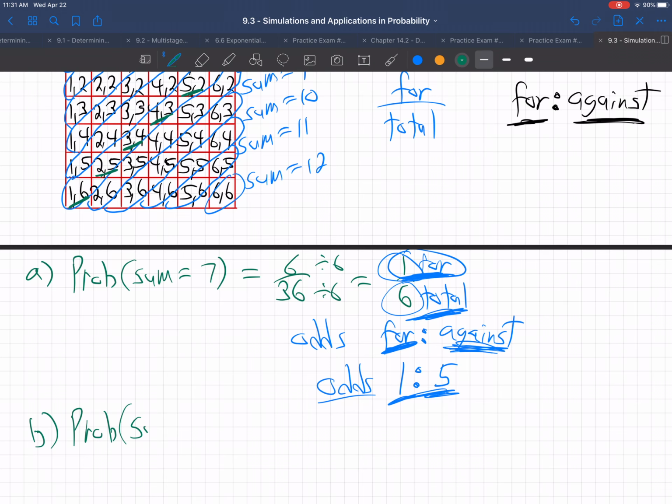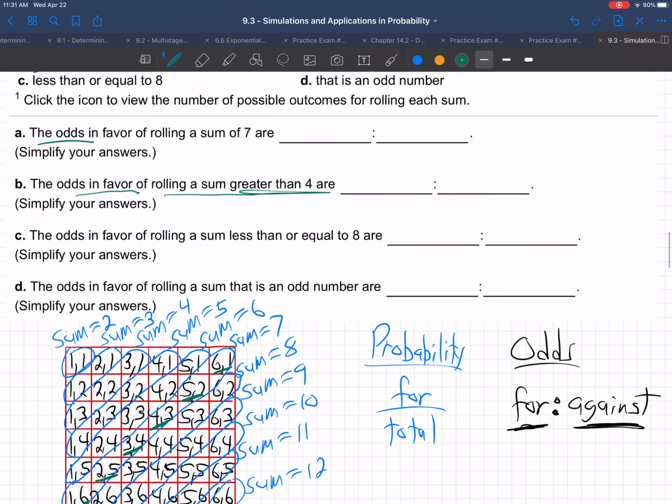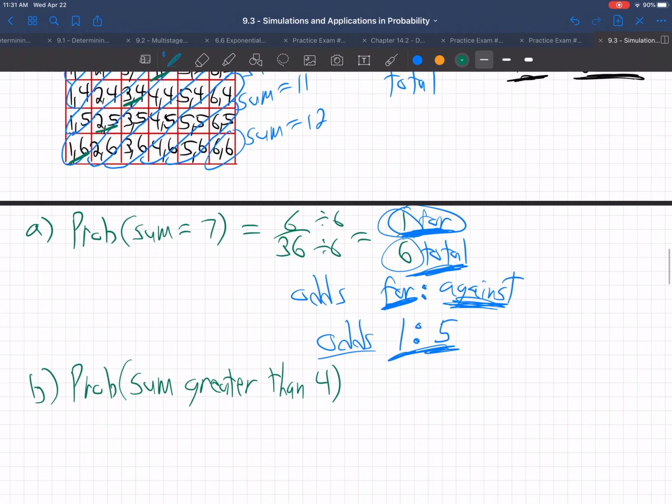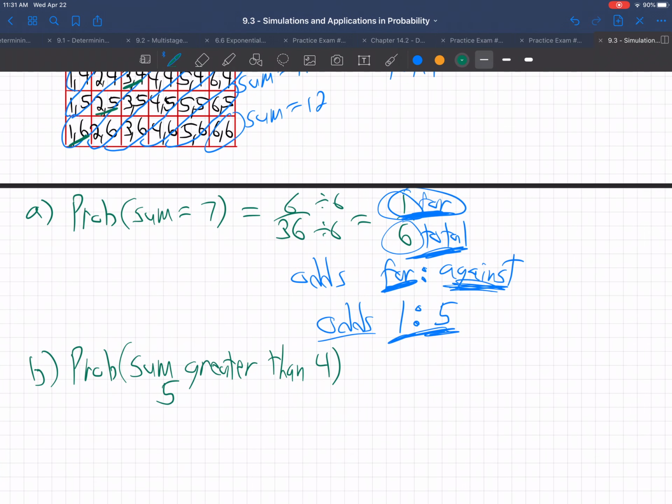Probability, sum greater than 4. Is that what they said? Yes, sum greater than 4. Now, greater than 4 means 5, 6, up to 12, right? Greater than 4, 5 or more.